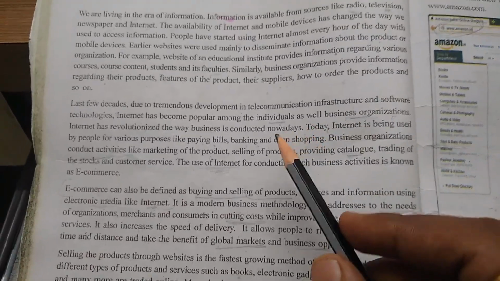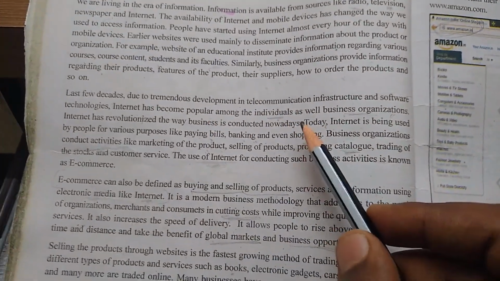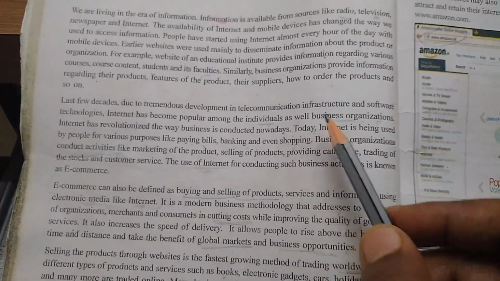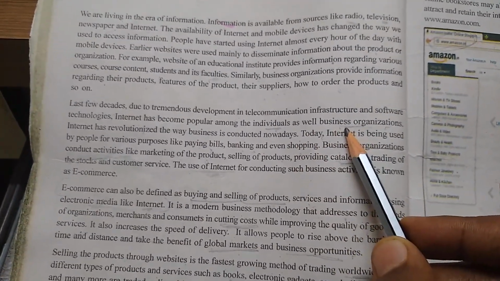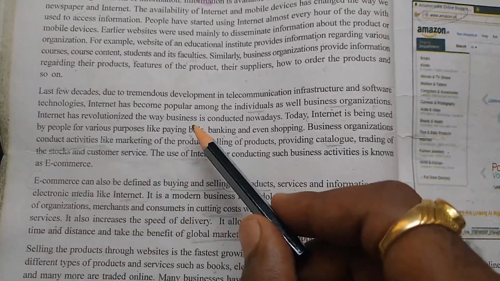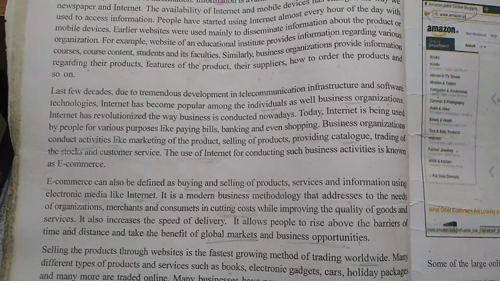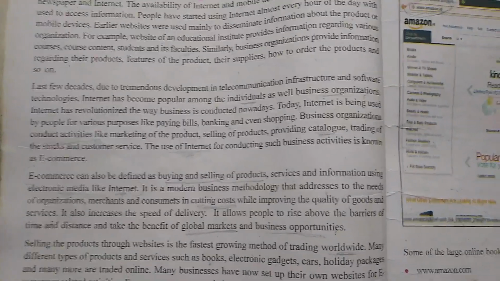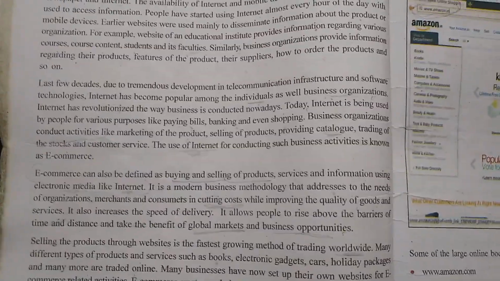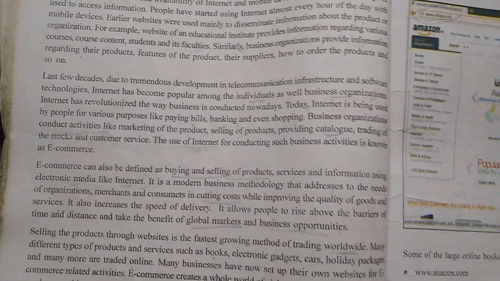So the popularity of the internet has increased among individual people for their personal communication, and in business organizations also the internet has become very famous. The internet has revolutionized the way business is conducted nowadays. It changed the way business has to be done. I observe that the majority of people now move onto the internet, and some of the people I know do their complete 100% business on the internet.